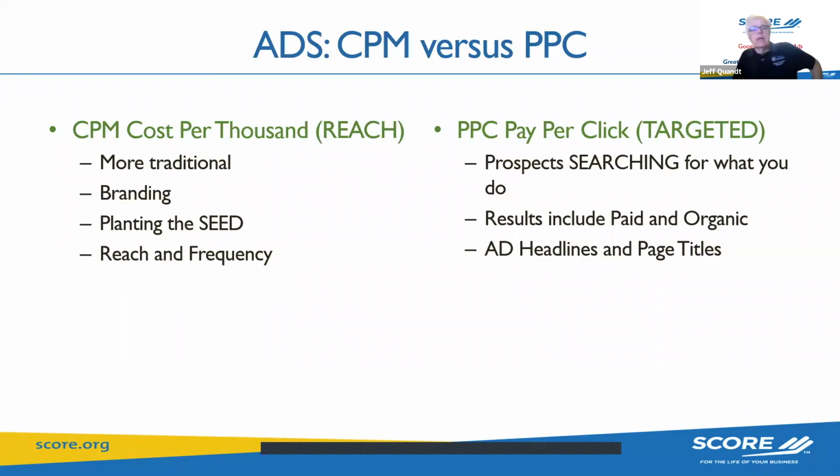Okay, so there are ads and there are different ways to go about them. There's CPM, which is cost per thousand, which is reach. That's very traditional, just like on radio, TV, billboards, that sort of thing. It's about branding, it's about planting the seed, it's about reach and frequency. And one of the other things that comes into play here is the retargeting aspect, because that's also part of reach and frequency and the CPM way of going about it.